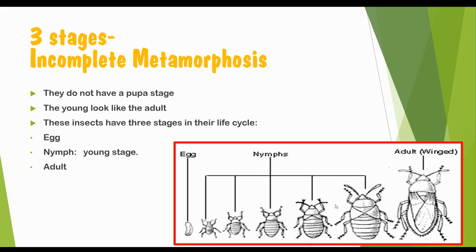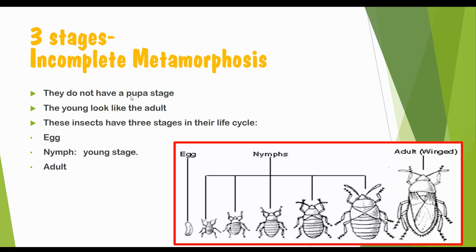So, real quick, just looking at the picture, from the egg all the way to the adult, there is no difference. It looks the same. If you can see, the baby, the young one, looks very, very similar all the way to the adult. So, there is no difference. So, we will call this an incomplete metamorphosis. And again, it only has 3 stages.